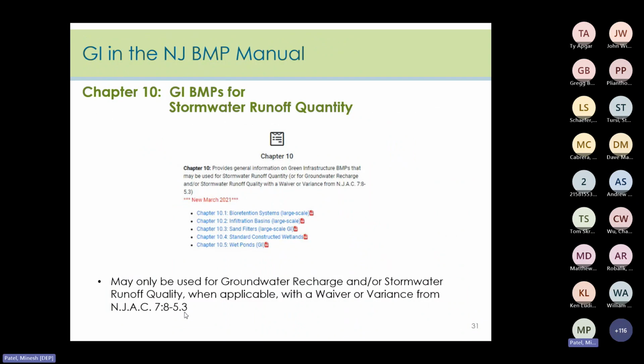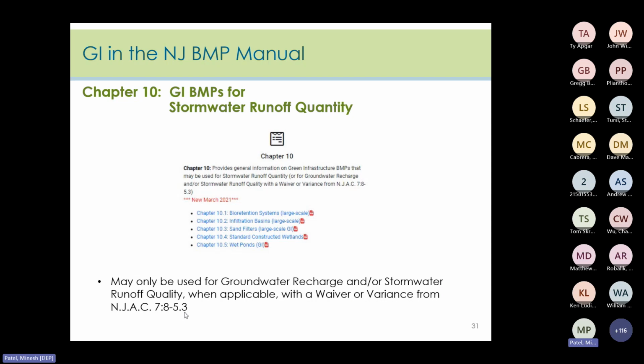Chapter 10 BMPs can be used to address stormwater runoff quantity control. These BMPs can have larger contributory drainage areas than the BMPs that are listed in Chapter 9. Chapter 10 BMPs include large-scale bioretention systems, large-scale infiltration basins, large-scale GI sand filters, standard constructed wetlands, and wet ponds that are GI.